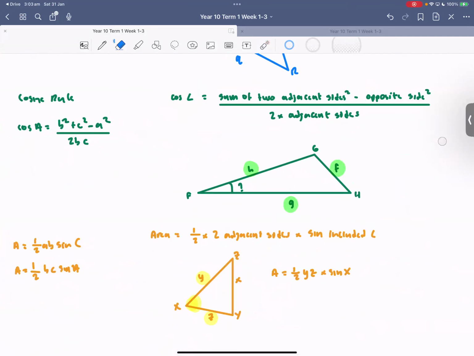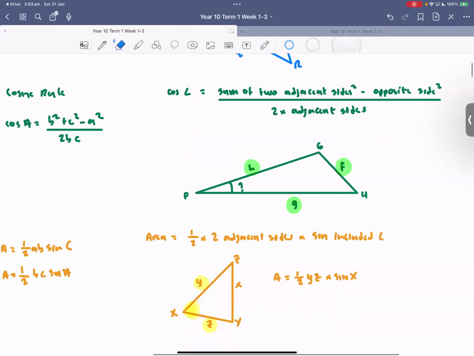The English version of the rule is: cos of an angle is the sum of the 2 adjacent sides squared minus the opposite side squared, divided by 2 times the adjacent sides.